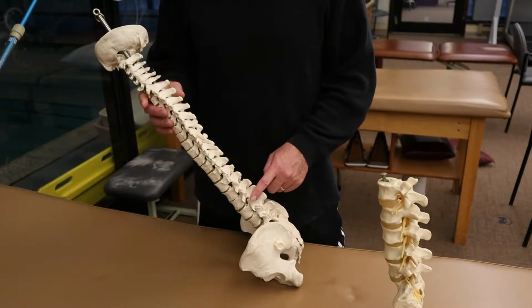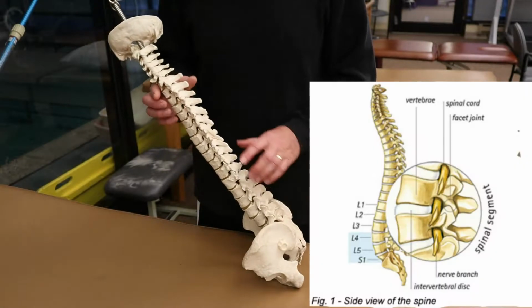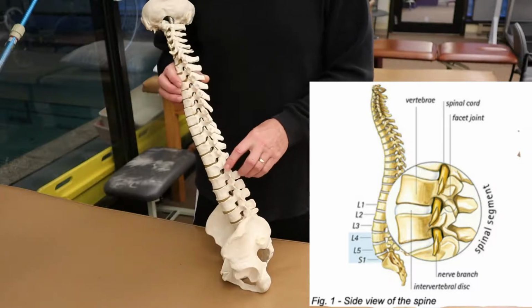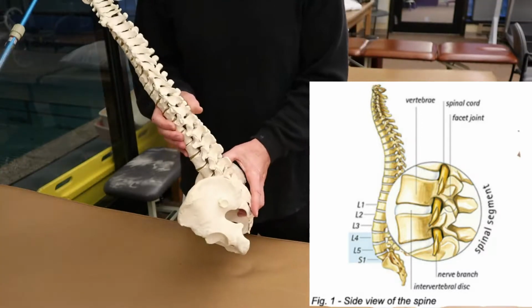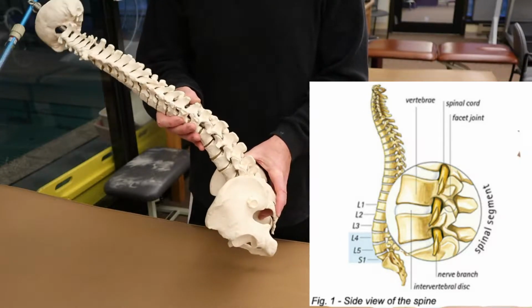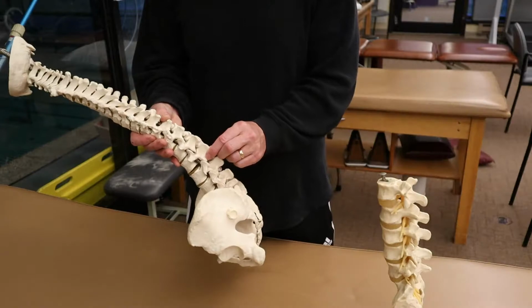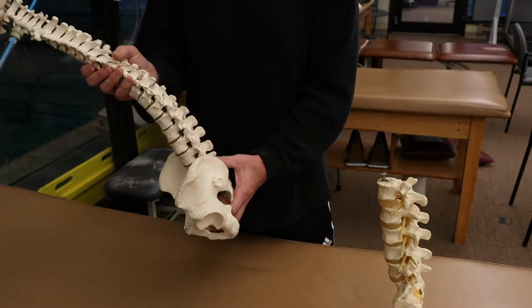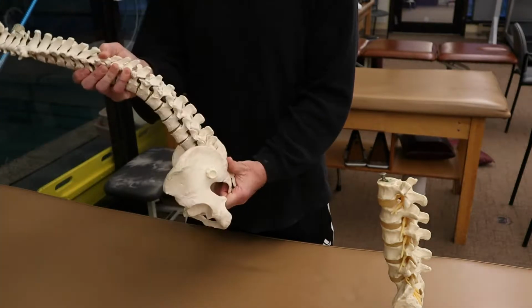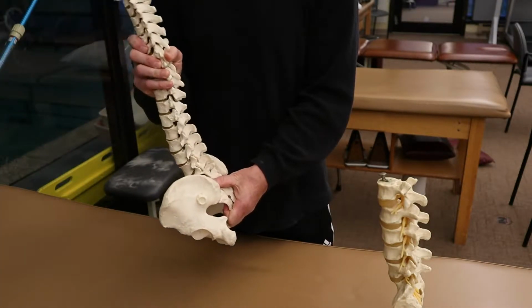So the bottom 5 vertebrae of your spine are the lumbar. They have a little bit larger bodies than the thoracic. They have joints just like other parts of your body, like knees and hips, but they're called facet joints. And from your lumbar spine, the facet joints are made so you can do things like bending forward and bending backwards. That's just the way they move.